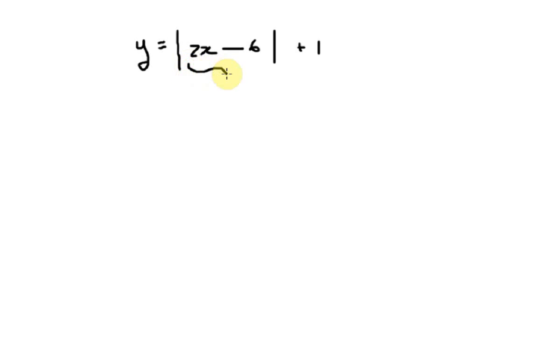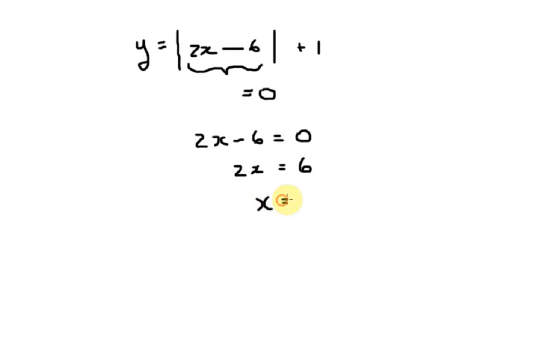Basically, I look at the part that's inside the absolute value, and I try to make that equal to 0. That's the trick to finding where the x-coordinate of your vertex will be. So I would go 2x minus 6, and I want that to equal 0, so I'm going to add the 6 over to the other side, and then divide by 2. That tells me my vertex will have an x-coordinate of 3.